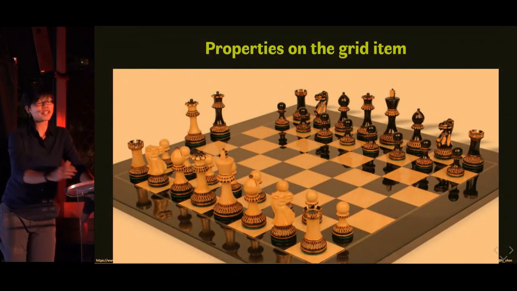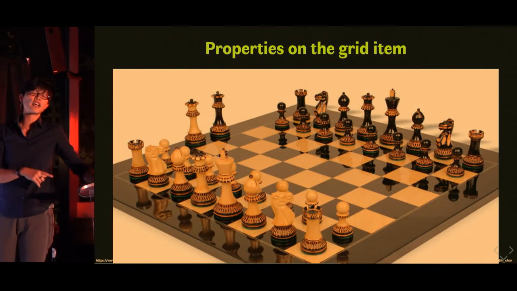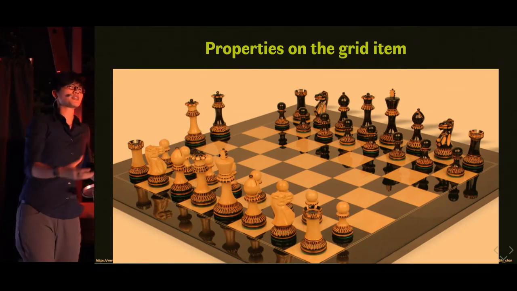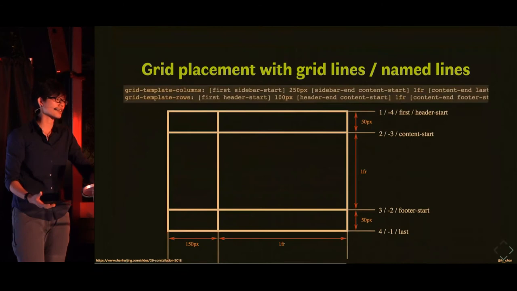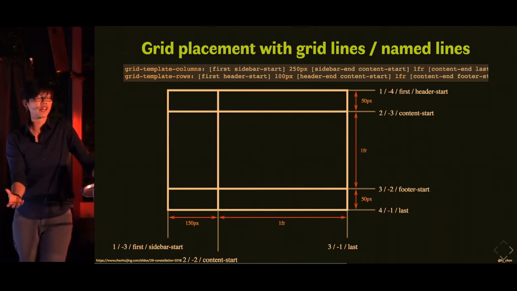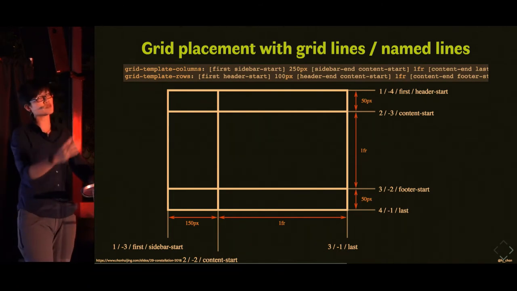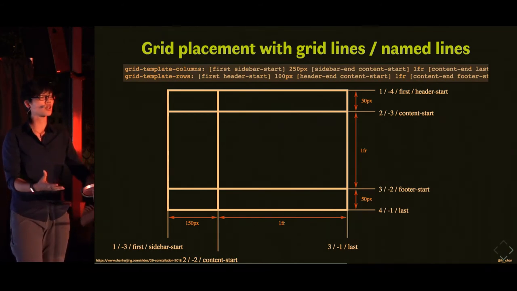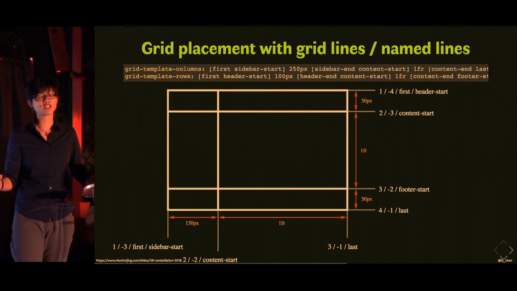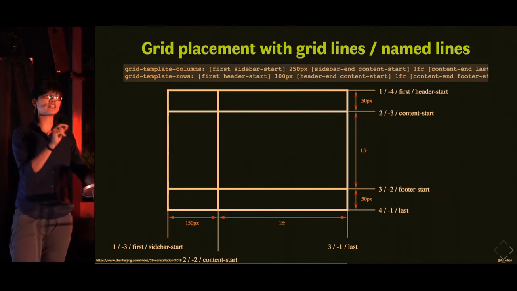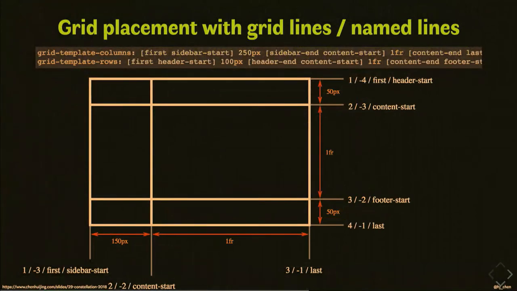Now, the next thing we want to talk about is properties on the grid item, which allow us to position grid items in the grid. Think of it like you're placing pieces on a chessboard, right? You can place items based on the grid lines, which have a numerical index starting from 1, or you can also name your lines, and there's no limit to how many names you can give your lines. This is useful, because if you have a really complicated grid, you're not going to spend time counting which grid line you want to hit. You want to name your grid lines in a way that makes it easy for you to target them.